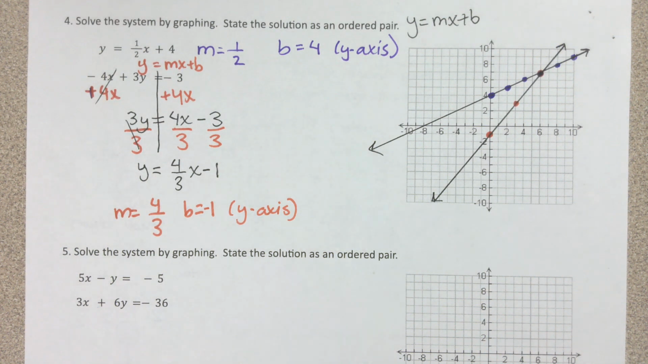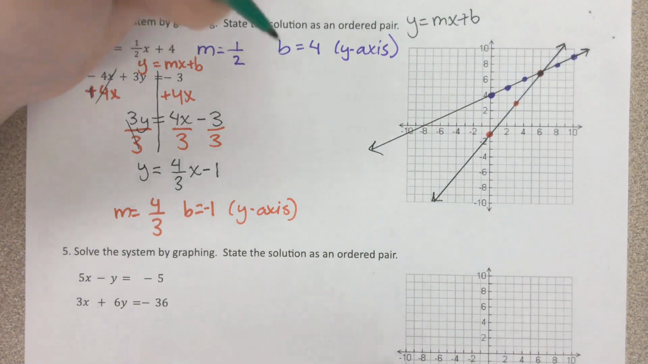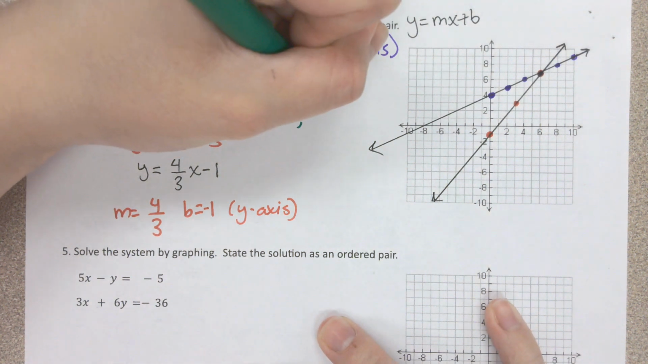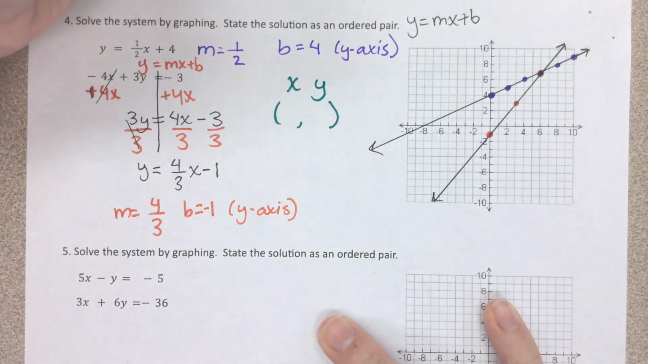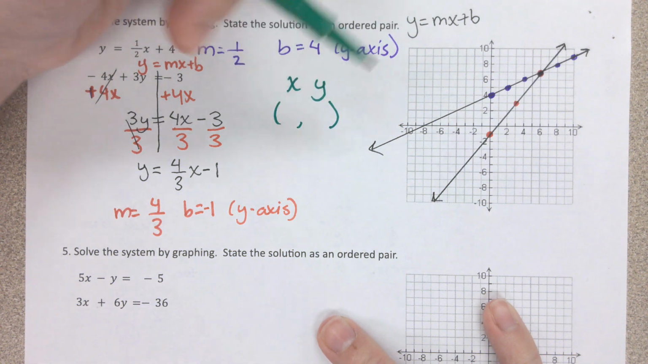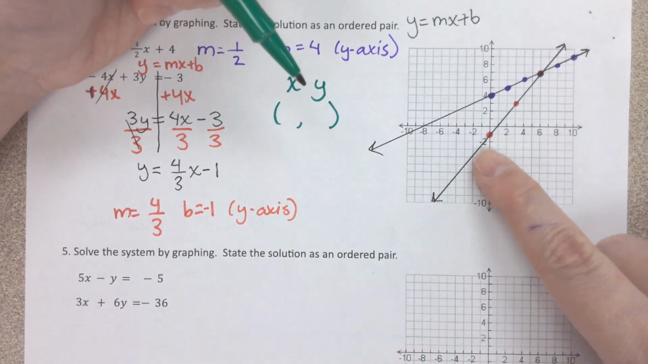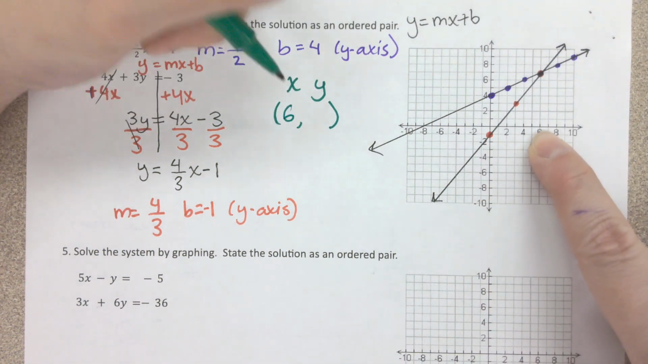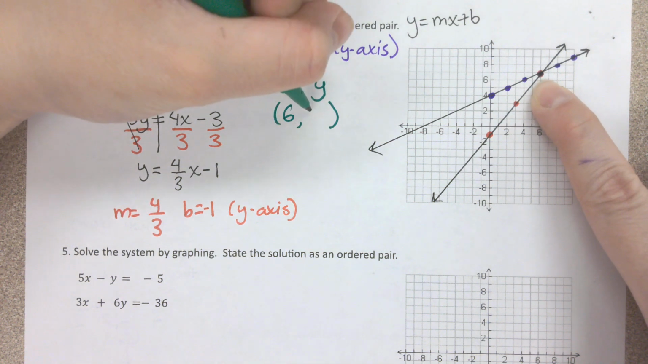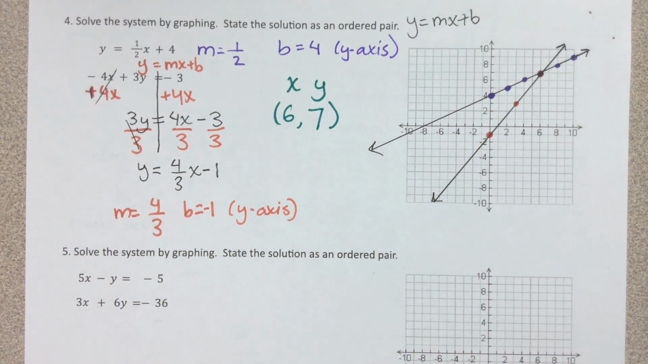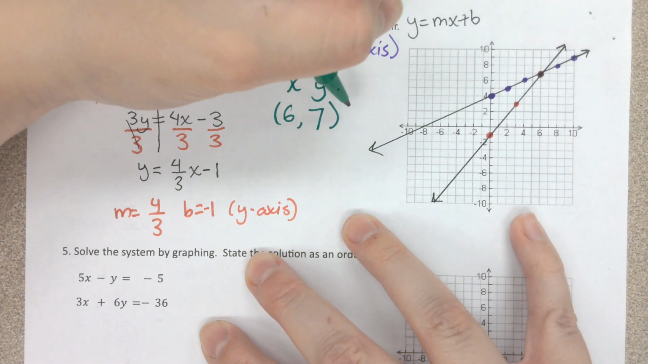All right, let's find the coordinates of that point. Reminder, this is x, y. I have plenty of students switching these numbers. So this point is 6, 7. So make sure you are writing that correctly. 6, 7 is our answer.